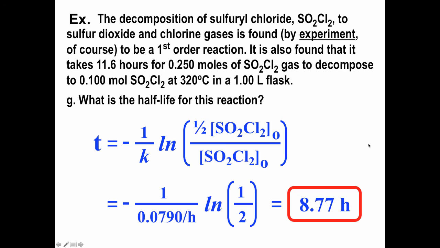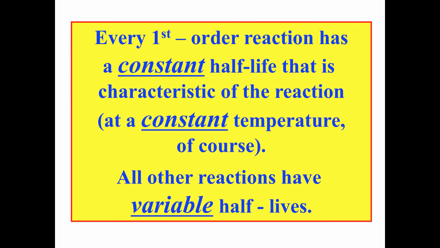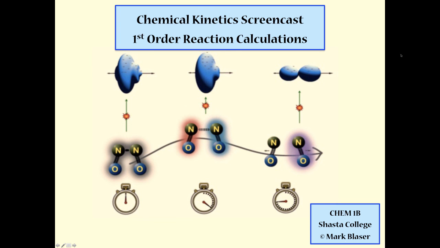And note that this is going to be a constant value regardless of how much we started with, but this is only true for a first order reaction. And last note is that a first order reaction has a constant half-life that's characteristic of the reaction, of course at a constant temperature, but other reactions have variable half-lives. And that's it for the first order reaction calculations screencast.